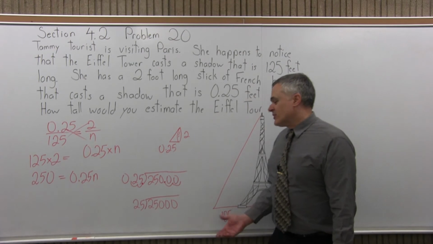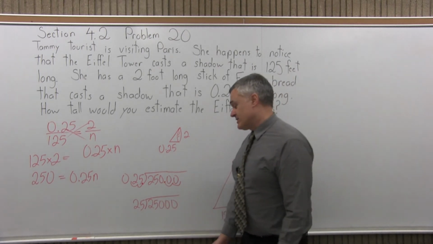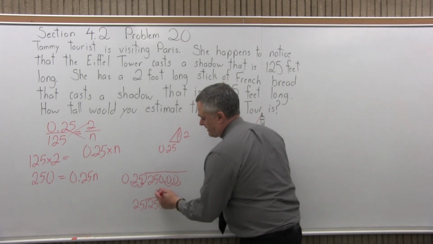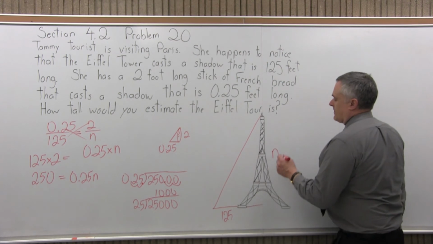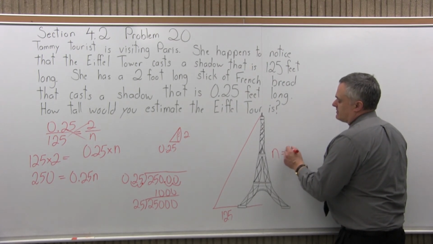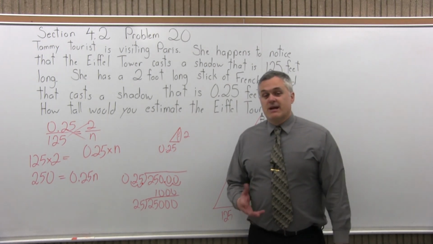So I don't really need to do that out. Some number times 25 makes 25,000. It has to be 1,000. I can see that it would divide in 1,000 times. I mean, you could do it. It'd be mostly zeros. So the height of the Eiffel Tower is 1,000. Now, again, this is an application question.